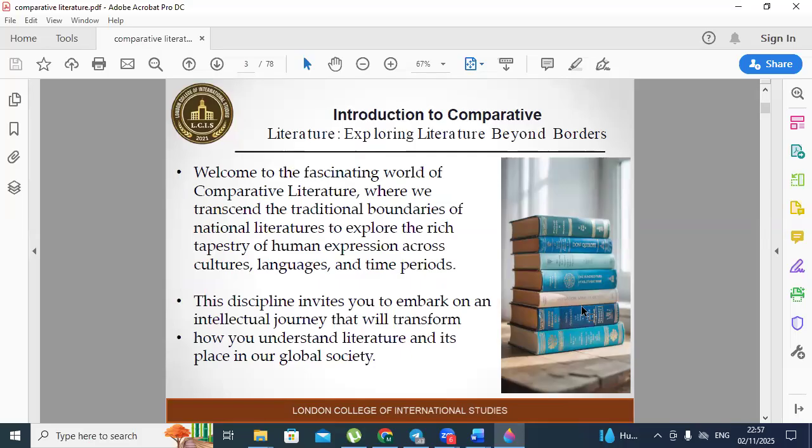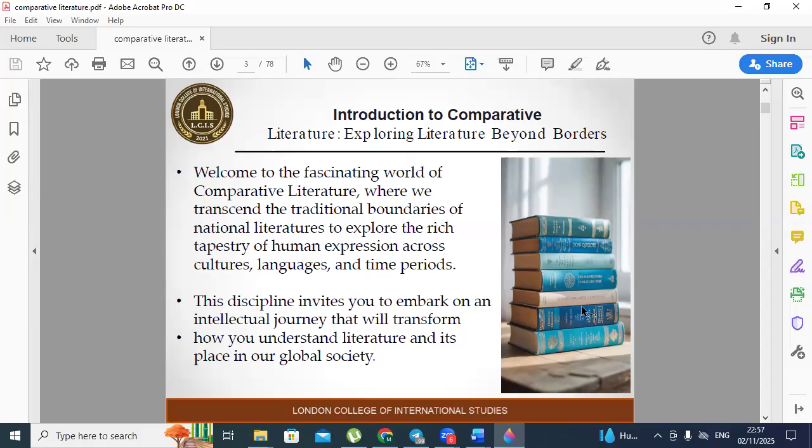Introduction to comparative literature, exploring literature beyond borders. Welcome to the fascinating world of comparative literature, where we transcend the traditional boundaries of national literatures to explore the rich tapestry of human expression across cultural languages and time periods. This discipline invites you to embark on an intellectual journey that will transform how you understand literature and its place in your global society. This is our starting point.